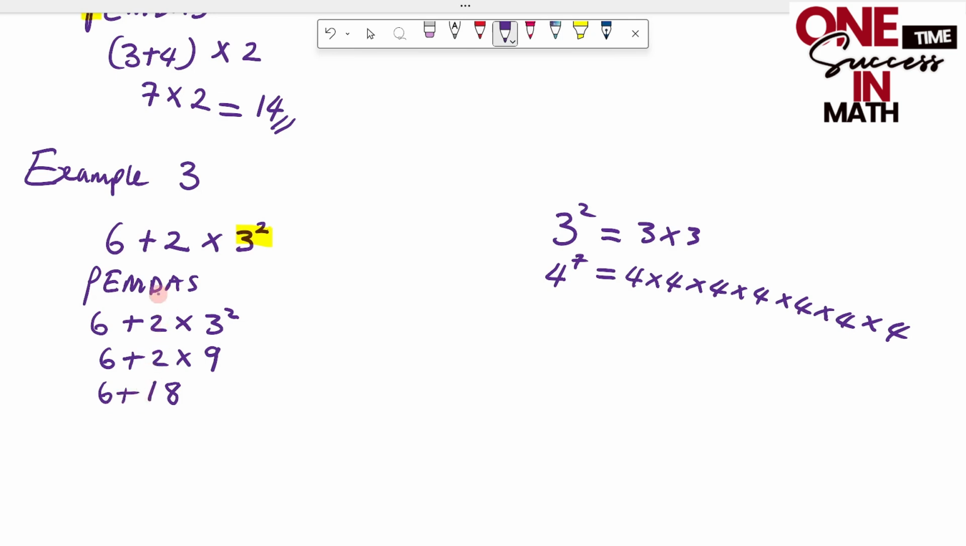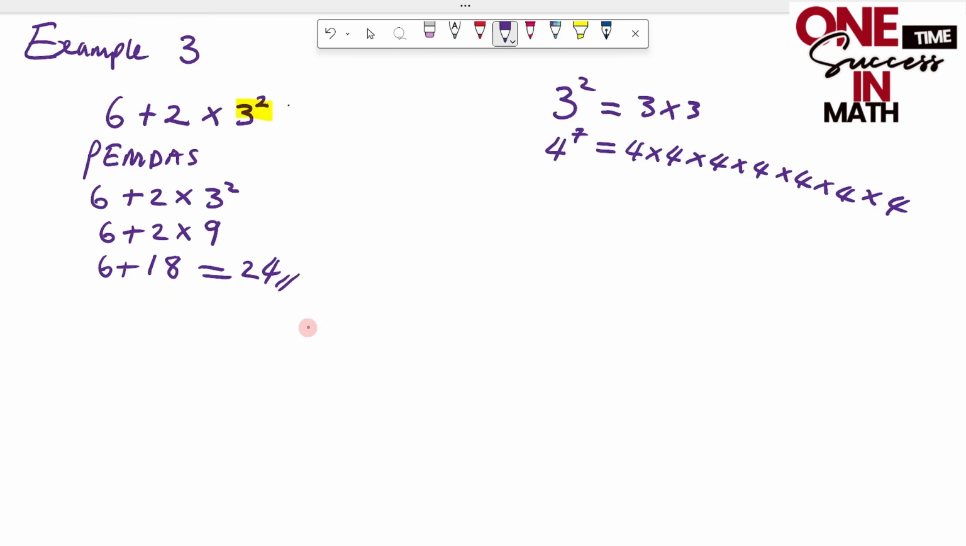Okay, so look at this. The next one is division. Do we have division? No. Do we have addition? Yes. And that's the only math operation remaining. It is between what? 6 and 18. So 6 plus 18 is what? That should give us 24. And that is the correct answer.